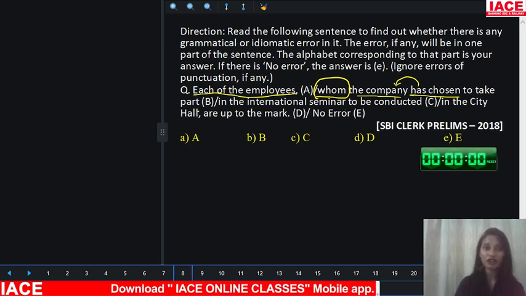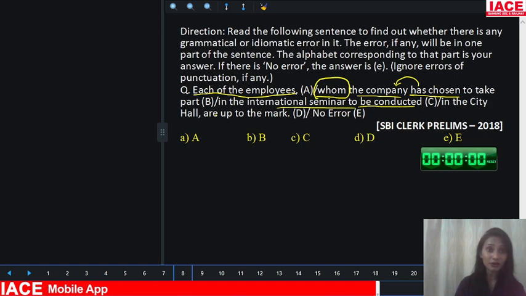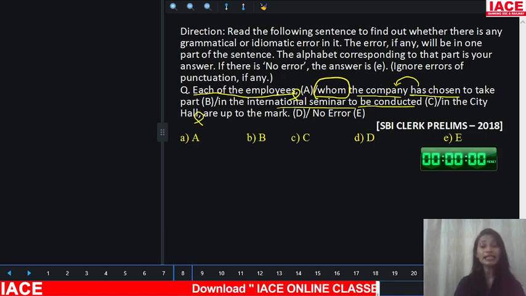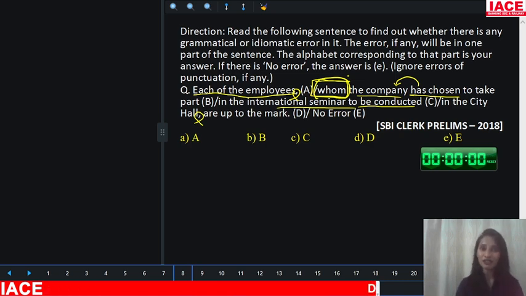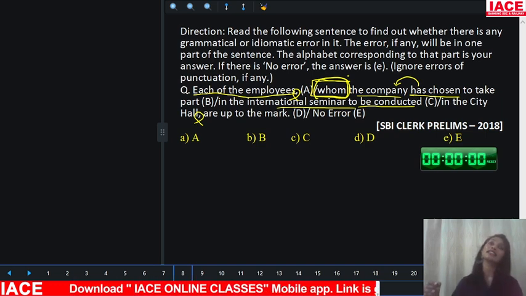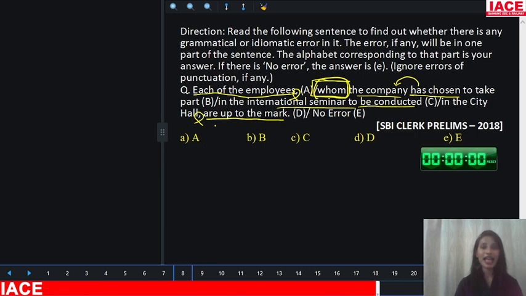To plus V1, to infinitive. To take part in the international seminar to be conducted. Till here there is no error. It is clear. In the city hall. Yes, I told you in your previous quiz, anything between two commas is additional information about the noun that comes before it. In addition to that, we have a relative pronoun, and you know the function of a relative pronoun. A relative pronoun relates some additional information to the noun that comes before it. So here, the company has chosen to take part in the international seminar to be conducted in the city hall. It's all about each of the employees. Now, each of the employees are up to the mark. This is the actual verb.